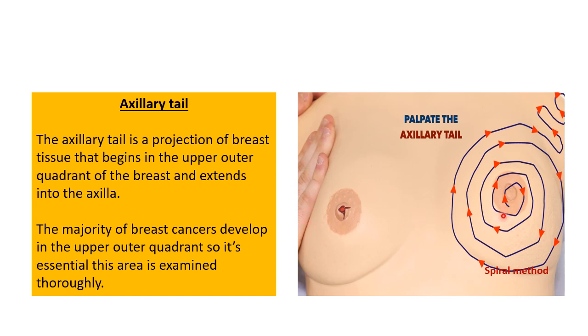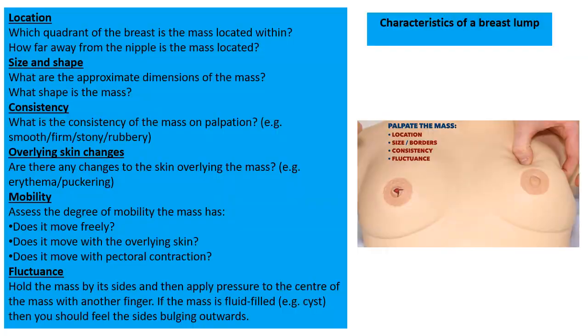This is your spiral method, where you start examining the lump from outside towards the nipple in a concentric spiral method here. At the same time, the axillary tail must not be forgotten.